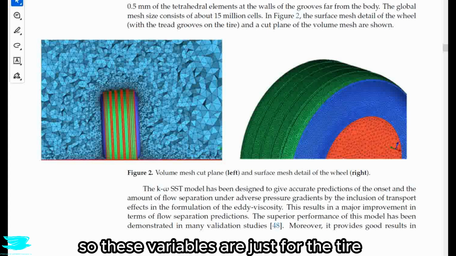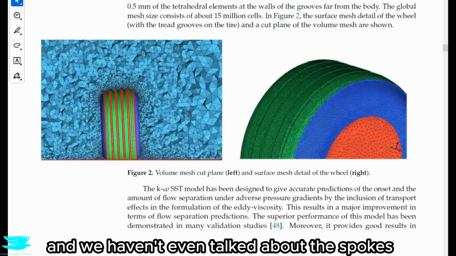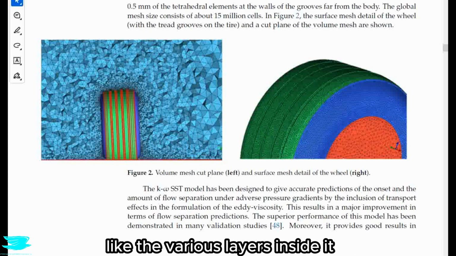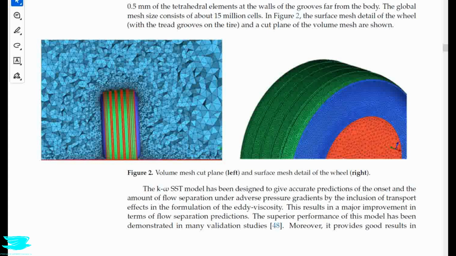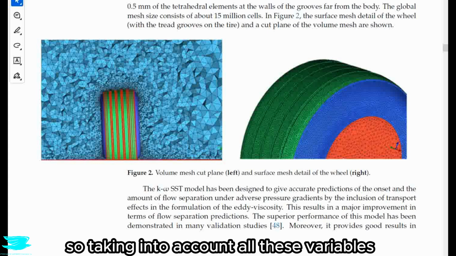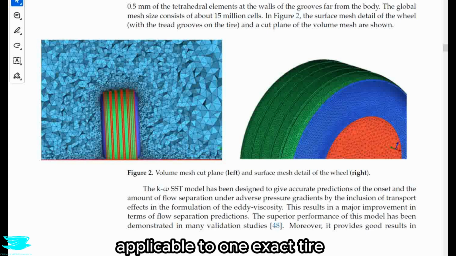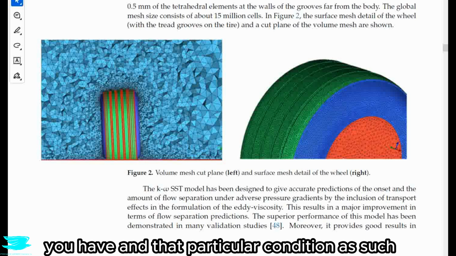So these variables are just for the tire, and we haven't even talked about the spokes, or the construction of the tire itself, like the various layers inside it. So taking into account all of these variables means that you even have to validate your CFD, that would be really only applicable to one exact tire you have, and that particular condition.